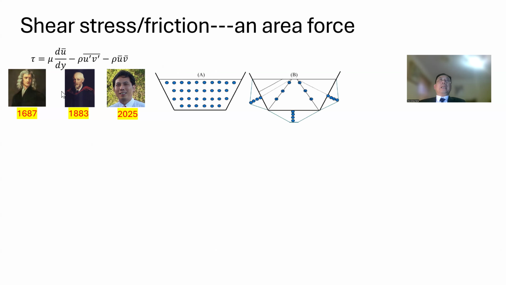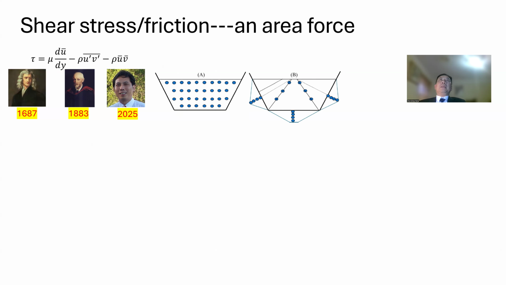Now look at the boundary shear stress here. That means this term and this term will be equal to 0. Only Newton's formula is valid here. How to determine its distribution, we don't know.